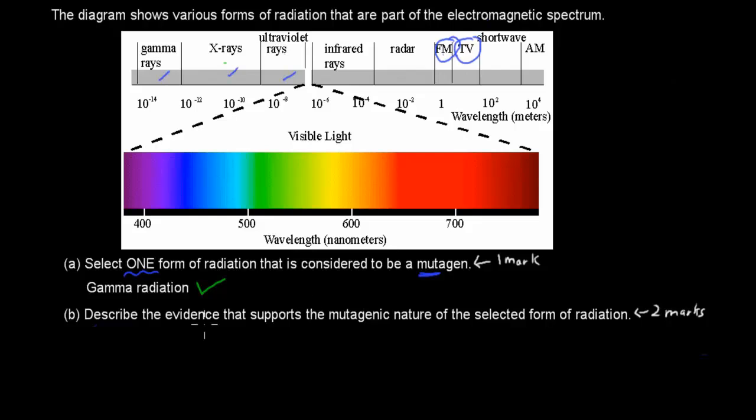And for B, describe the evidence that supports the mutagenic nature of the selected form of radiation. This is important. If you select gamma radiation, you have to talk about the evidence for gamma radiation. Don't talk about X-ray radiation or UV radiation if you just selected gamma radiation. That would get you minus marks. Because I took gamma radiation, which comes from nuclear decay, I chose Chernobyl, how the nuclear reactor exploded in Chernobyl, and I also talked about Hiroshima.